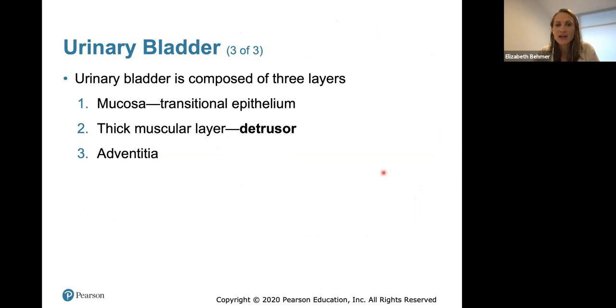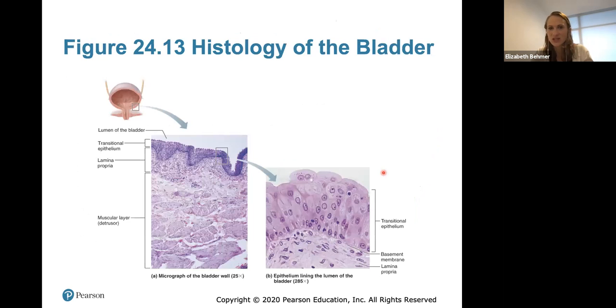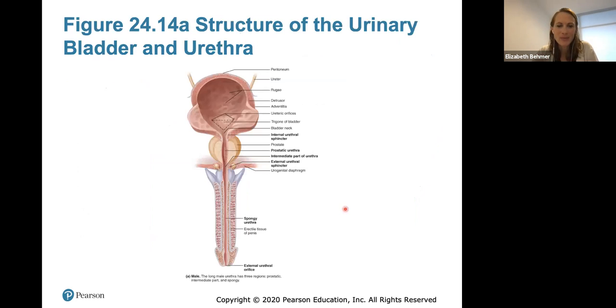The urinary bladder is composed of 3 layers: the mucosa, the thick muscular layer, which is made of the detrusor muscle, a smooth muscle, an involuntary muscle, and then the adventitia. You can see here the histology of the bladder. You might recognize this picture of the transitional epithelium. I use that picture a lot when we're in chapter 4 talking about epithelia.